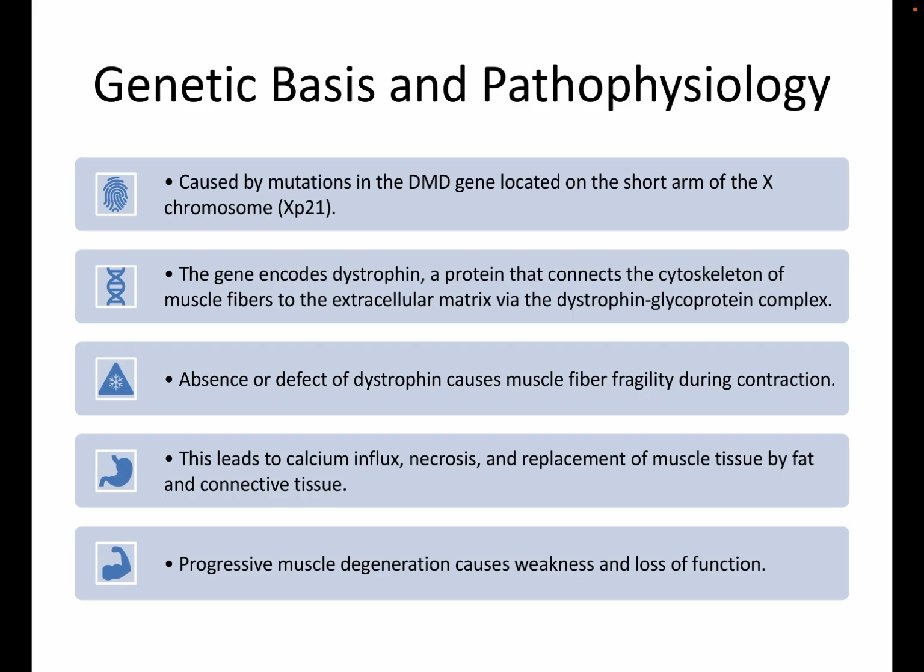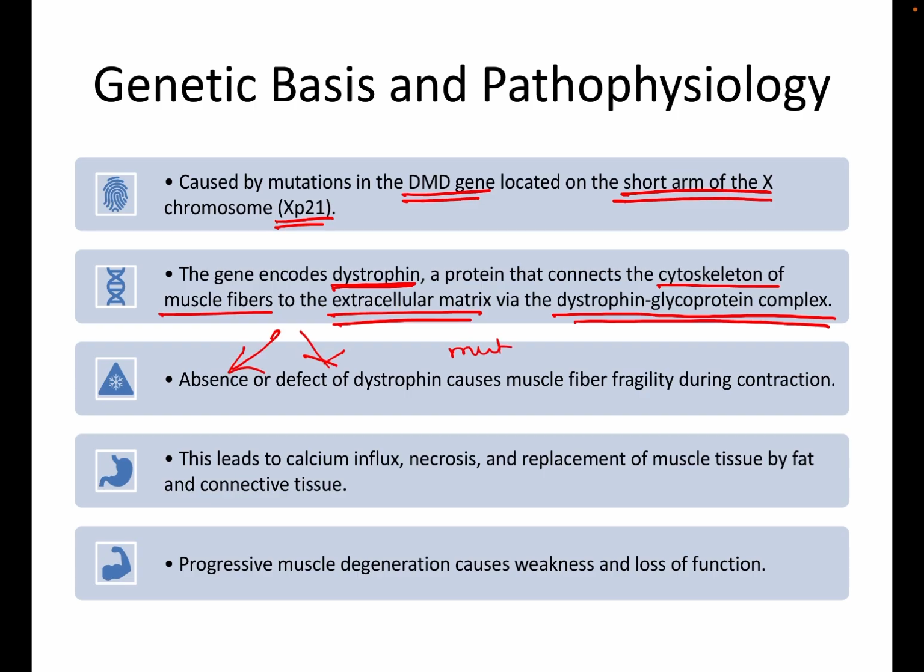Coming to the genetic basis and pathophysiology, it is caused by mutation in the DMD gene located in the short arm of X chromosome, that is Xp21. The gene encodes for dystrophin, which is a protein that connects the cytoskeleton of muscle fibers to the extracellular matrix via the dystrophin-glycoprotein complex, and it is either absent or defective in function due to a mutation.